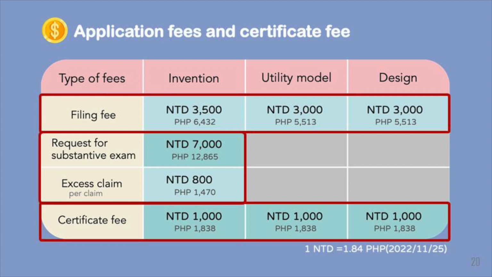The filing fee for the 3 types of patent is about 6,000 NTD. For invention patent, if you want to request for substantive exam, it costs about 13,000 NTD for 10 claims in one application. If there are more than 10 claims in the application, it costs about 1,500 NTD per excess claim. When the application is granted, there is a certificate fee, which is about 1,800 NTD.